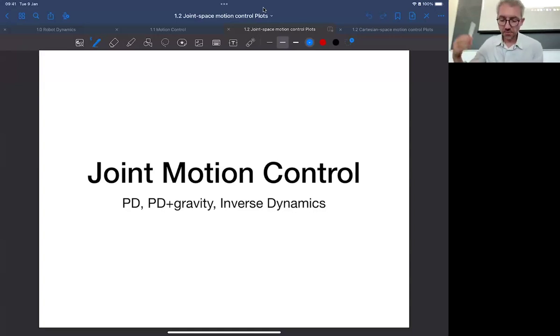Before moving on with the theory, I wanted to show you a bit of results that I generated in simulation. Then we're going to generate similar results when we start doing lab sessions and implementing and simulating controllers. But just to give you a bit of a flavor of the kind of things we're going to see, here I have collected a few plots testing different strategies for joint motion control that we have seen, like PD, PD plus gravity, or inverse dynamics control.